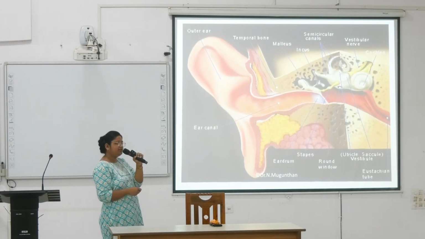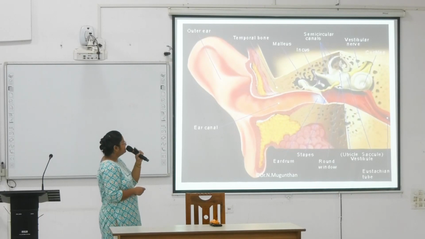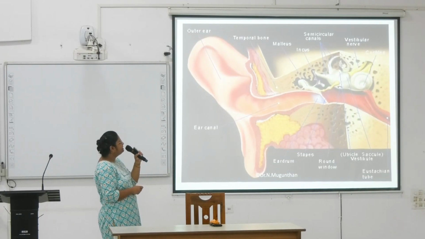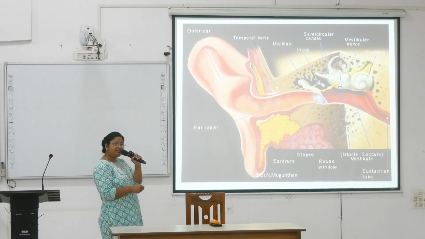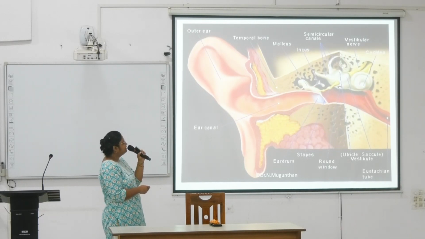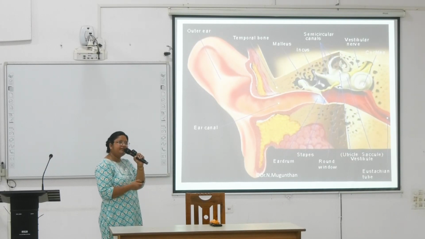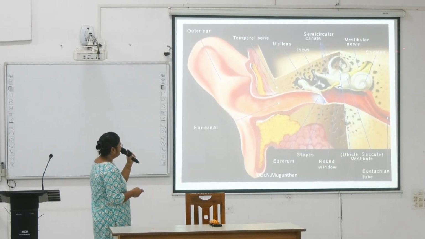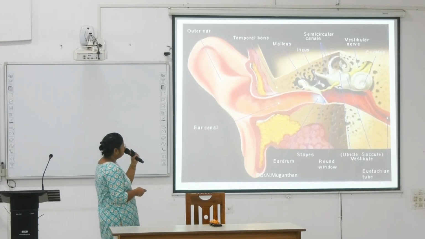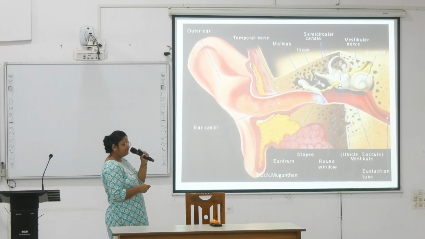Stapes is the smallest bone in our body, and this stapes is connected to the inner ear. This is the cochlea and vestibule. These parts are forming the inner ear. From there, the vestibulocochlear nerve is originating and forming the eighth cranial nerve, entering into the cranial cavity. Okay, so these are the different parts.